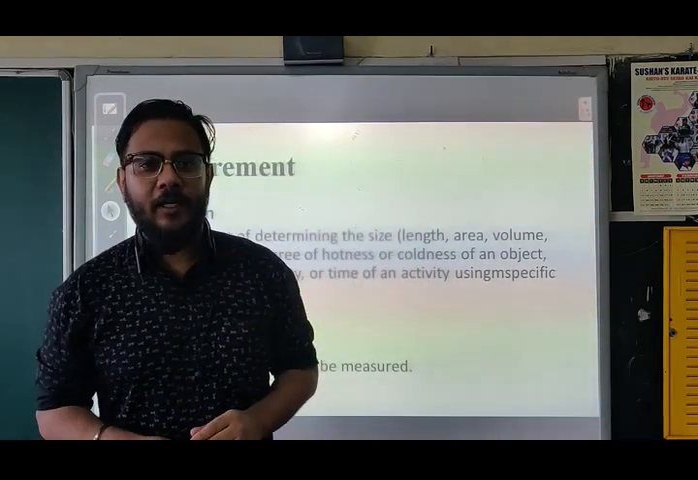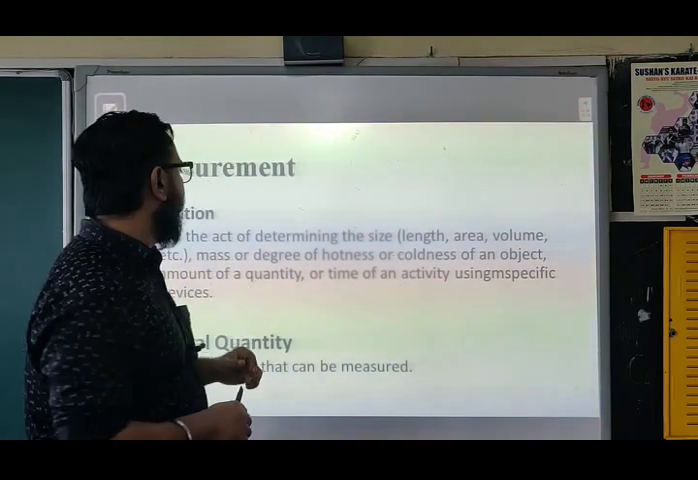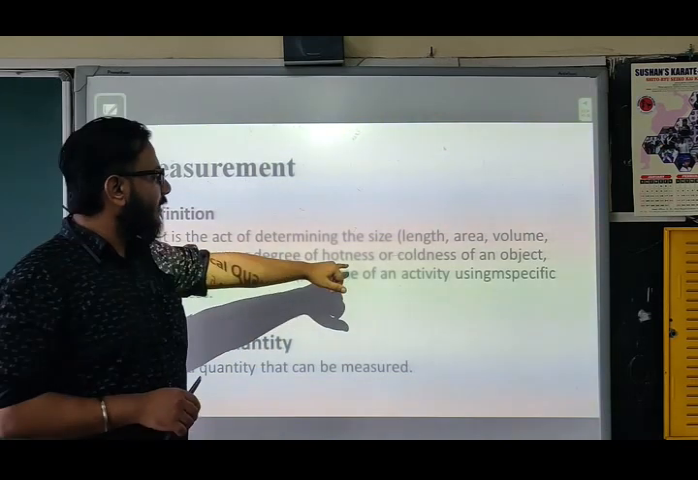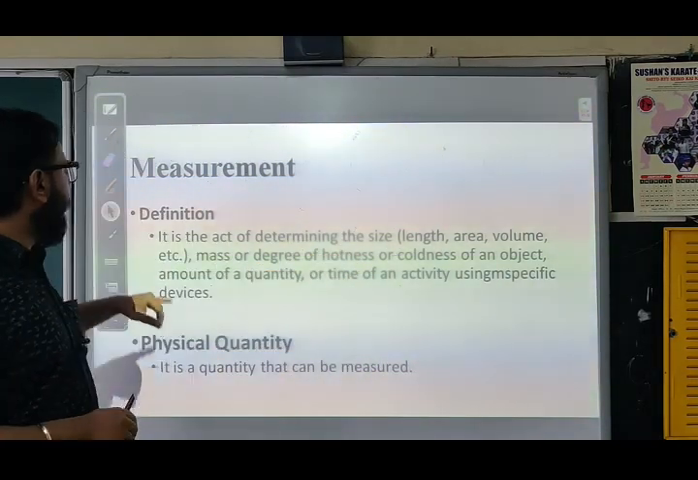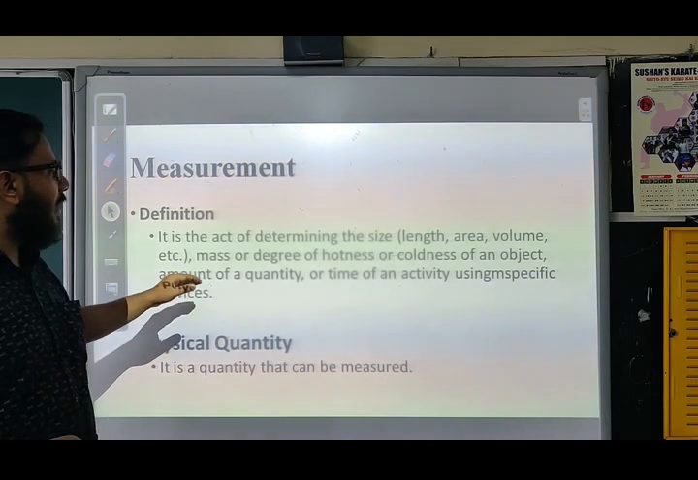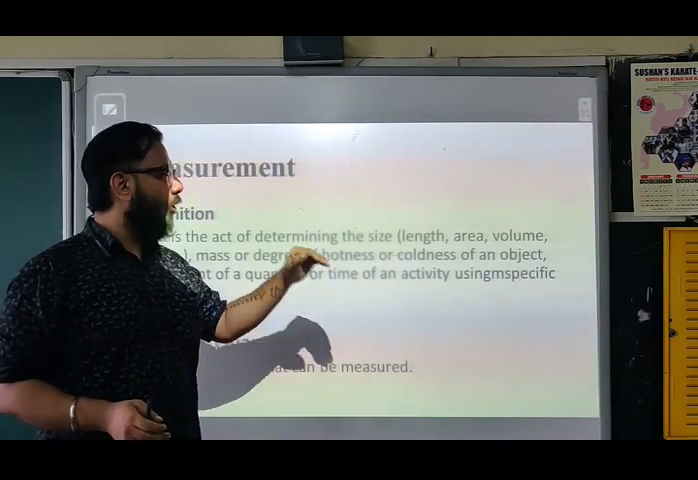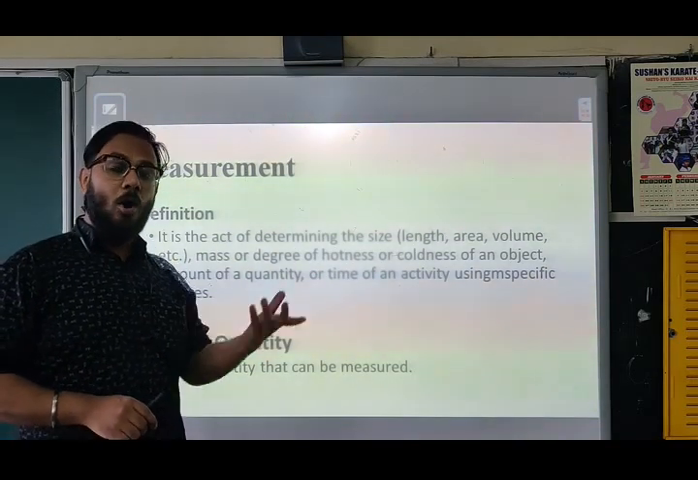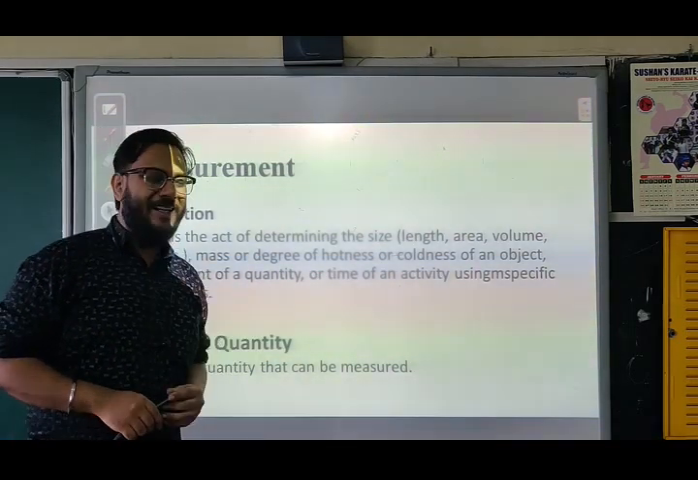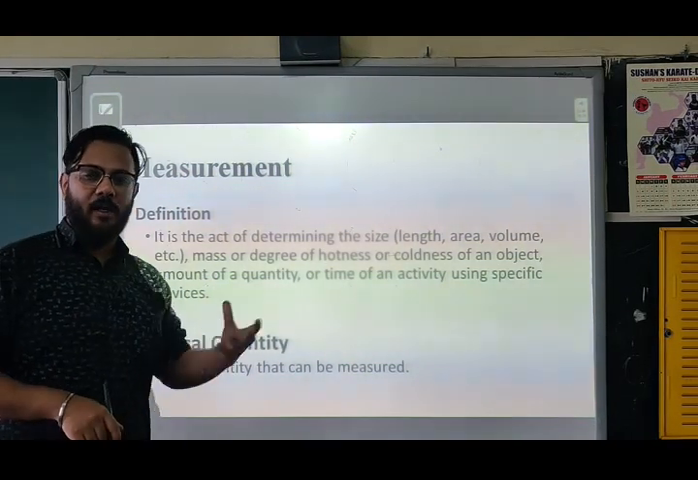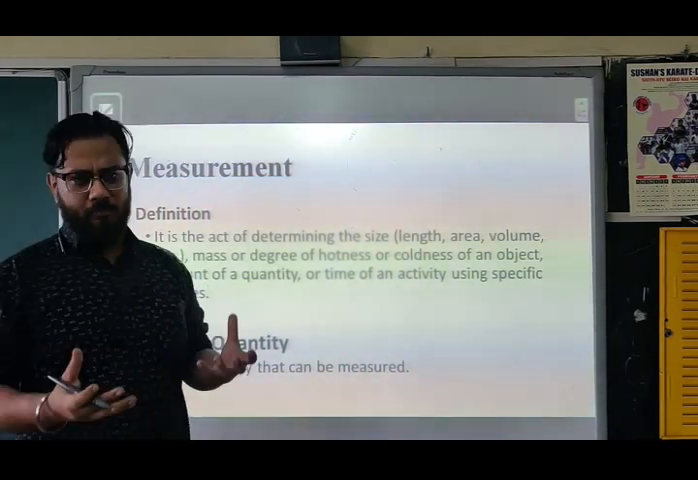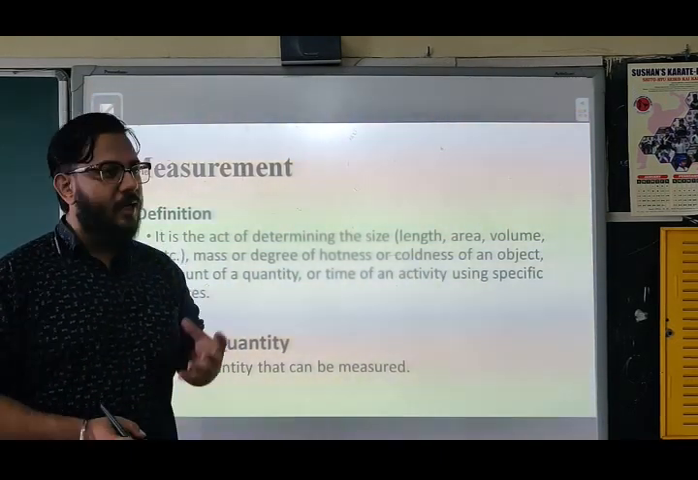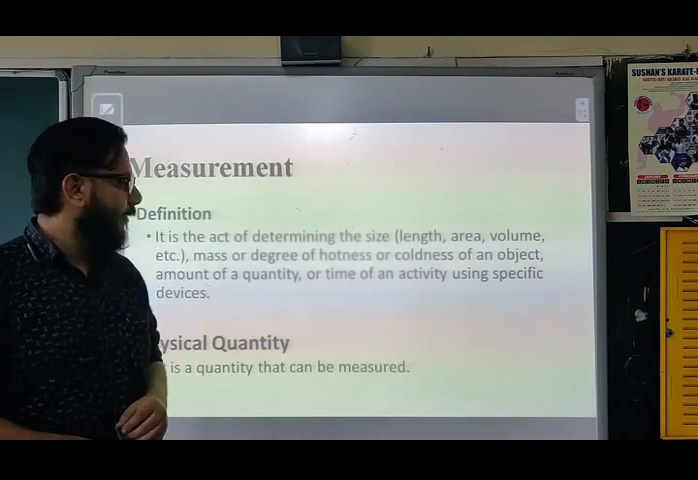So let's look at the definition of measurement. Measurement is the act of determining the size, that is length, area, volume, mass, and the degree of hotness or coldness of an object. When it is hot, how hot is it? If it is cold, how cold is it. Amount of quantity is basically how many of some substance or object there is.